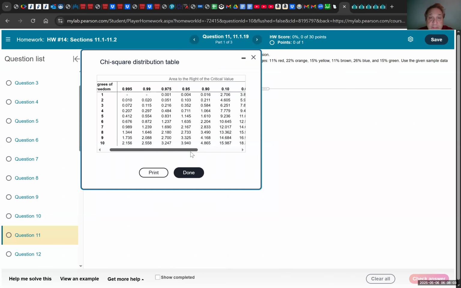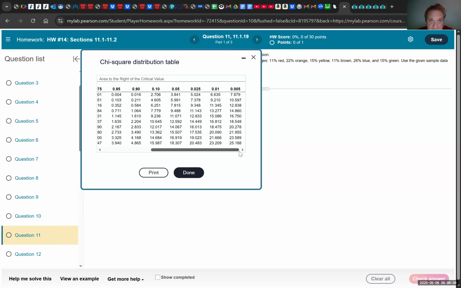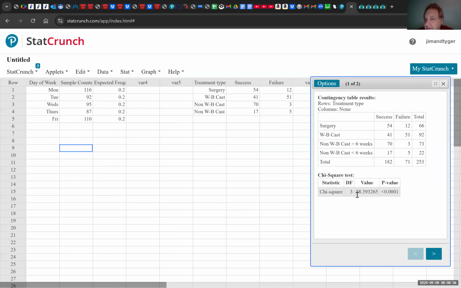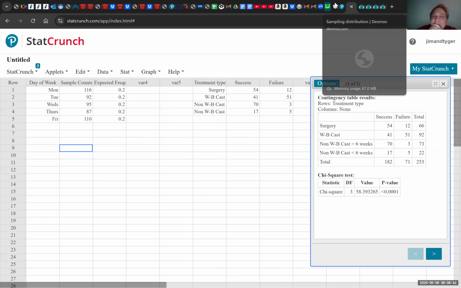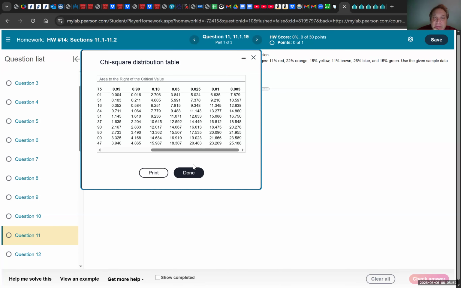Test statistic 58.39. Maybe that's a typo. Oh, 58.39 was the number I got over here. That's the test statistic over there. What I should be comparing it to is the critical value of 9.21. Let's see if that matches up. Here's the 9.21 right here. So it looks like I did maybe write down wrong because that's only 2 degrees of freedom.